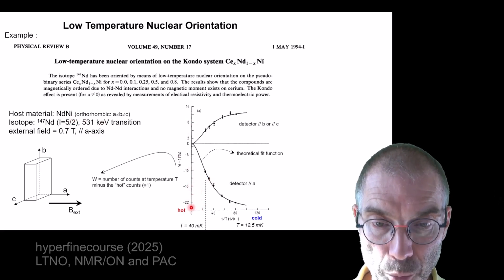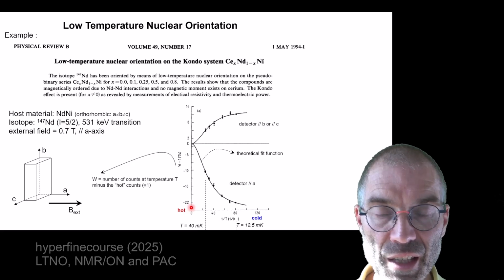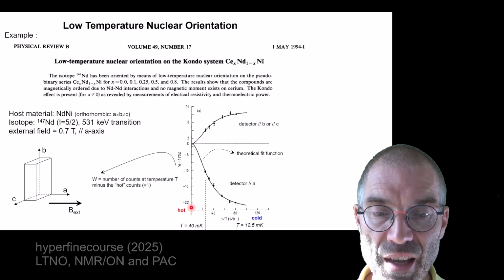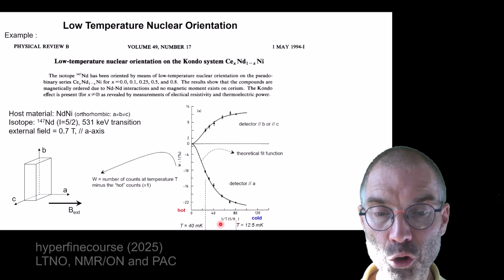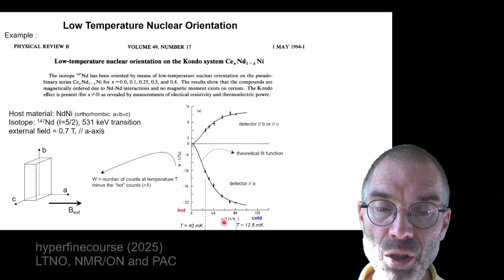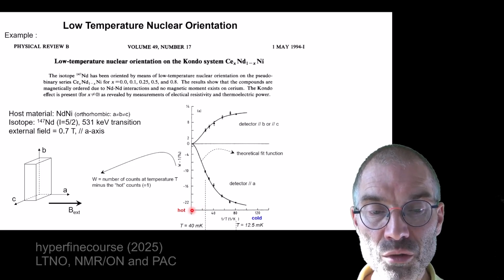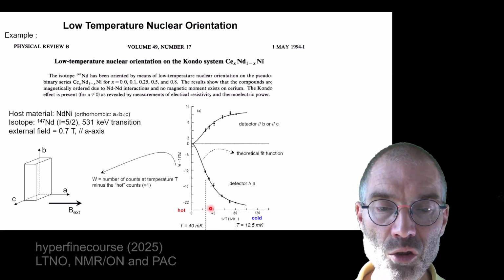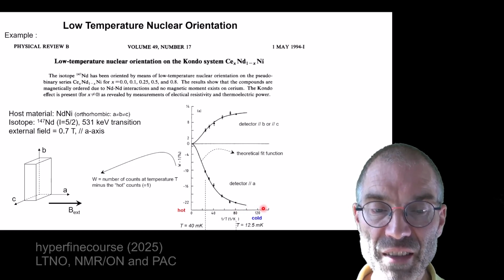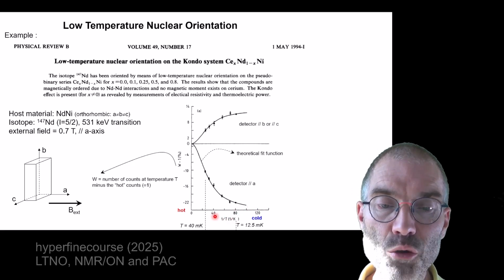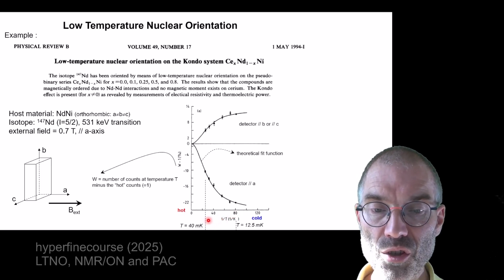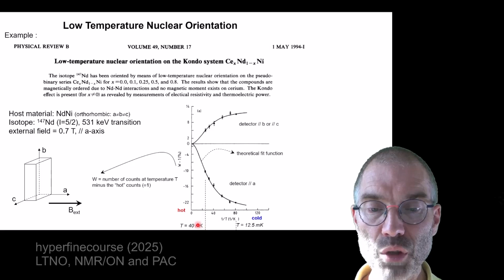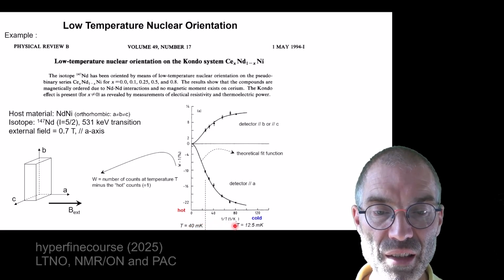And now we plot the intensity that is detected in these three detectors as a function of temperature, or rather as a function of inverse temperature. So the high temperatures are here near the origin, the low temperatures are at the right hand side. And the values you see here are these inverse temperatures. This dashed line corresponds to 40 millikelvin. This dashed line corresponds to 12.5 millikelvin.